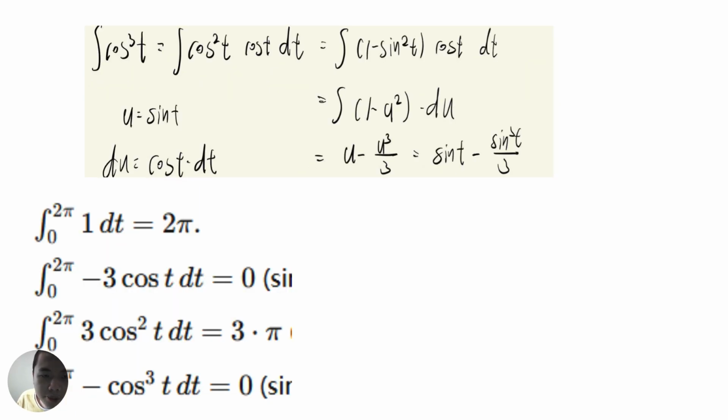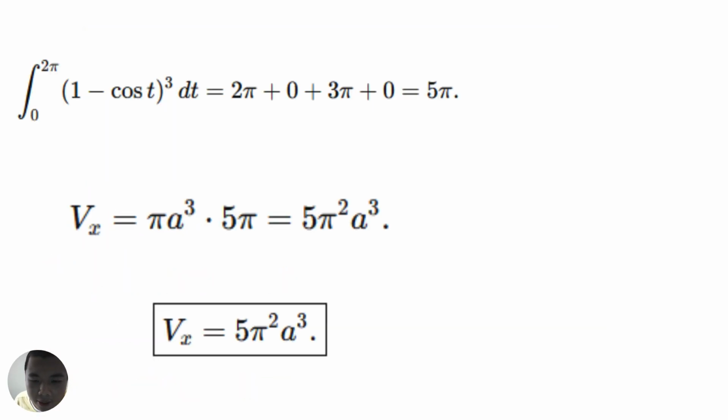The only thing we should be careful about is the cosine cube t. We need to use substitution and also change cosine square t to 1 minus sine square t. Then you can see it like this. We can find each one and integrate each one. Then we find it's 5 pi. So Vx equals pi a cube times 5 pi. So Vx is this.